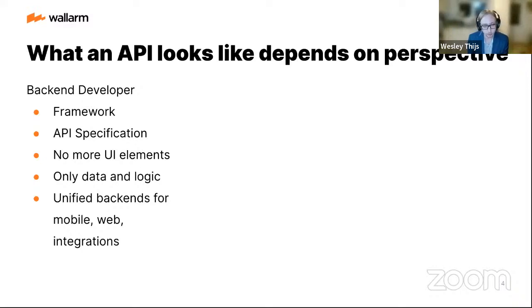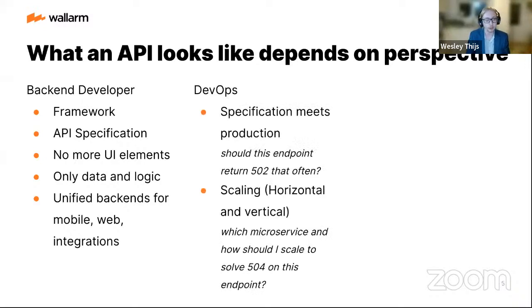Because when we talk about backend developers, for example, they mostly look at frameworks and API specifications. That's what keeps them up at night. They don't talk about UI elements very much, and they're more focused on the data, the logic that's behind the scenes. Basically, it's a unifying backend for mobile, web, and integrations. That's what an API means to a backend developer.